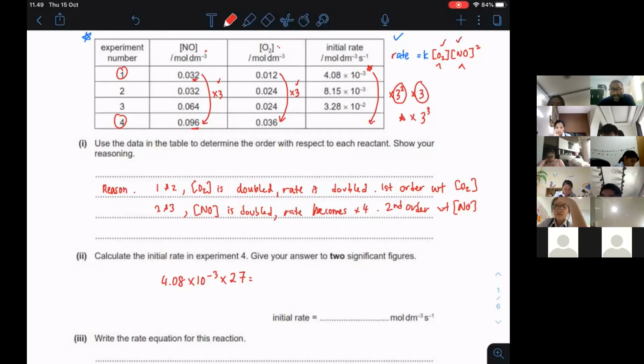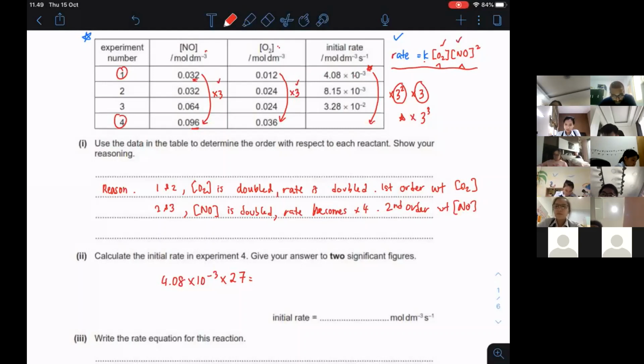Actually the best answer is to use K. But in this question and many past year questions, they do not want you to use the K to calculate. It means the best way is to find out what K is, come up with an equation, and then try to calculate the rate. That is the best way. But here they don't want you to do that.